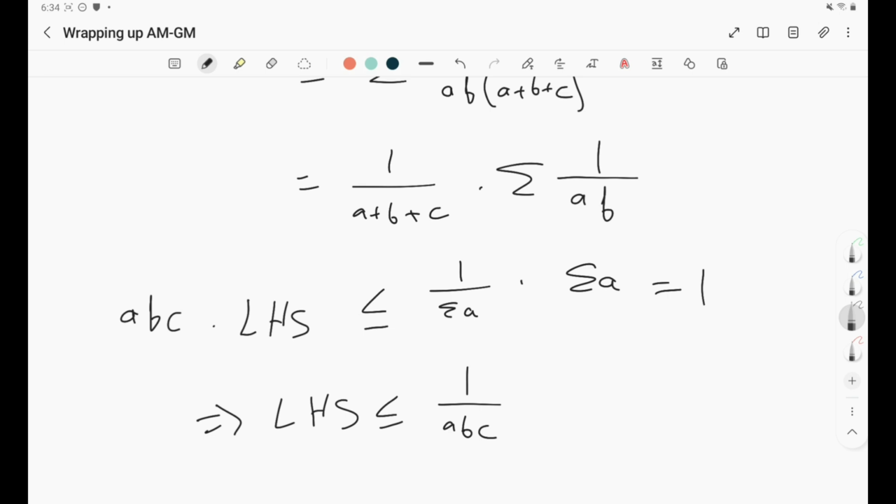Alright, my friends, so that's it for our AMGM. And as I told you, in the next lesson we'll be discussing a new inequality, the Muirhead inequality, which is a kind of special case of the AMGM, but we will see what the importance of it is.